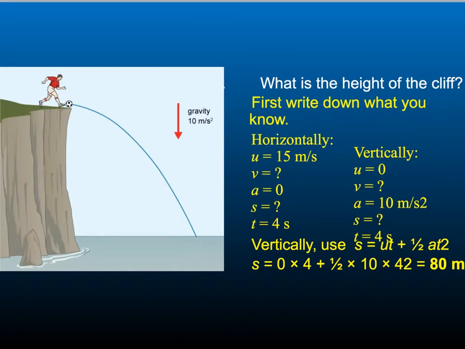We have U, we have A, we have T, and we want S. So the best equation for us to use is S equals UT plus half AT squared. Now if we put our numbers into that equation, it comes out with a vertical height of 80 meters.